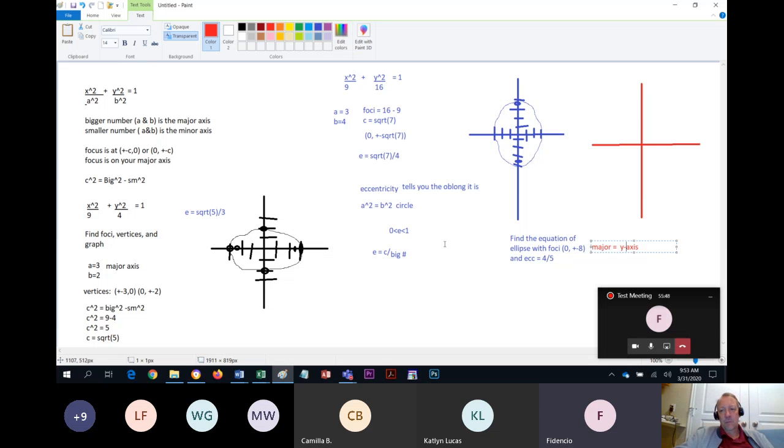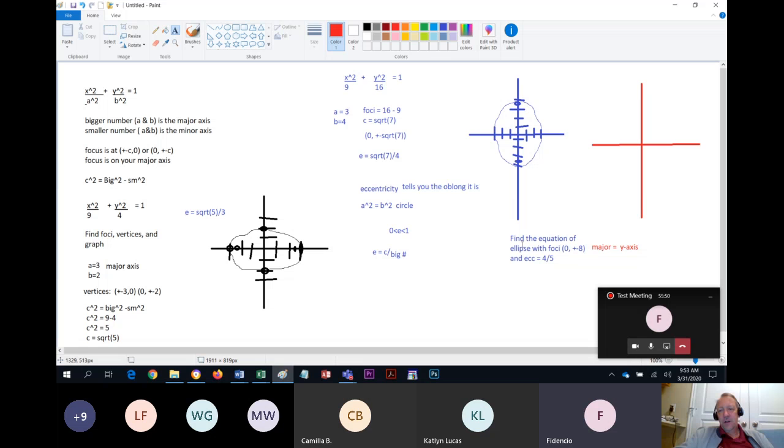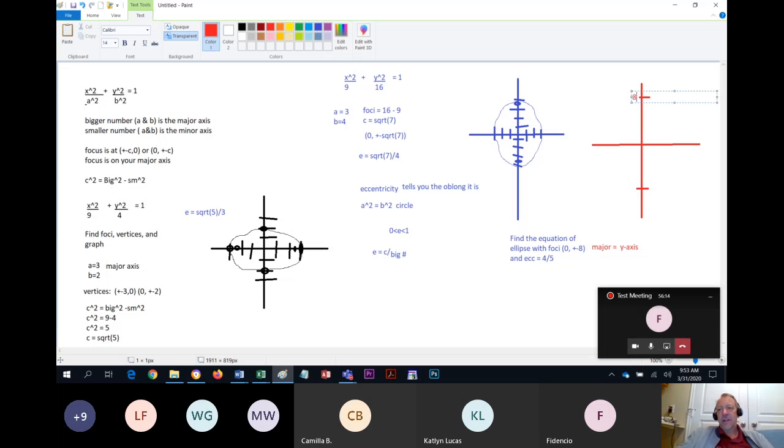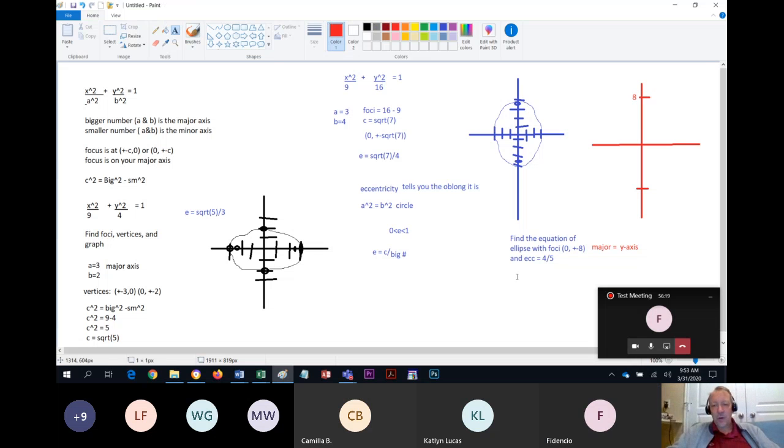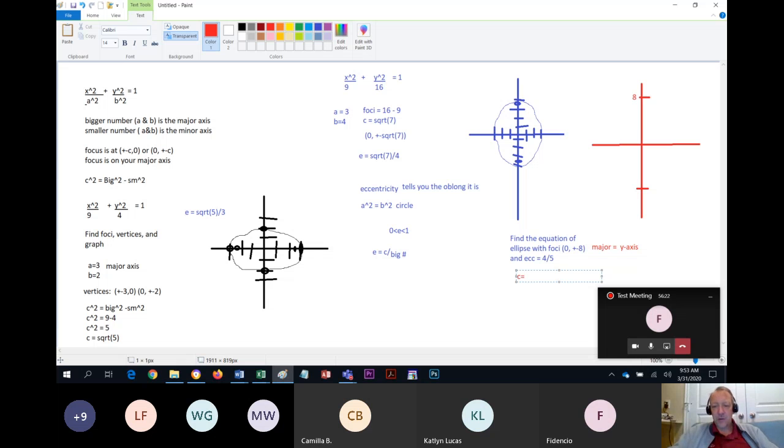Major. Because the foci are at 0 plus or minus 8. Your foci are always on your major axis, and so in this case, I'm not going to draw my tick marks, but that's going to be 8 up, and this is going to be 8 down. And that's my foci, right? That's not my vertex, okay? So that is at 8. So my vertex is going to be higher than that. So in this case, we know right off the bat that C equals 8.